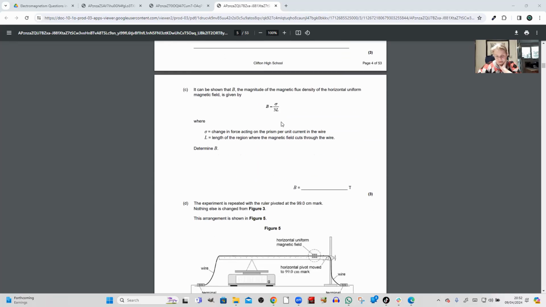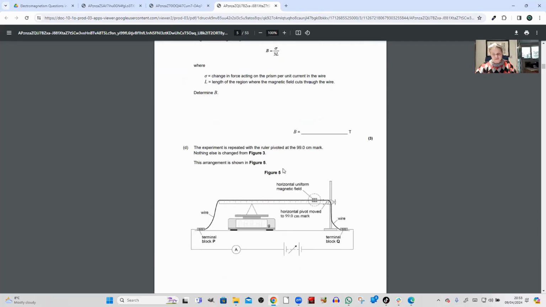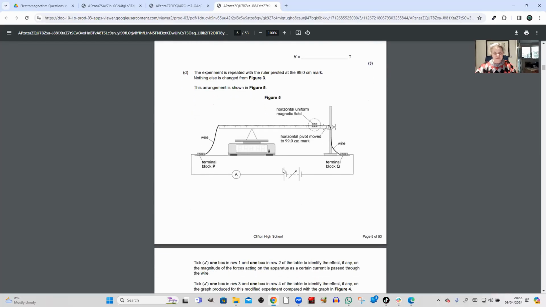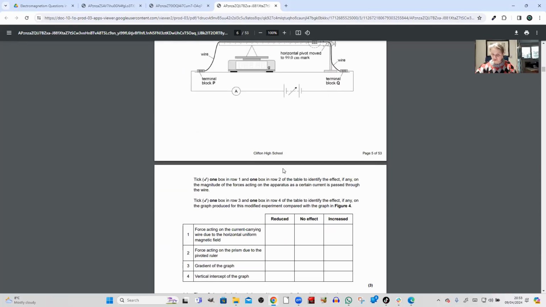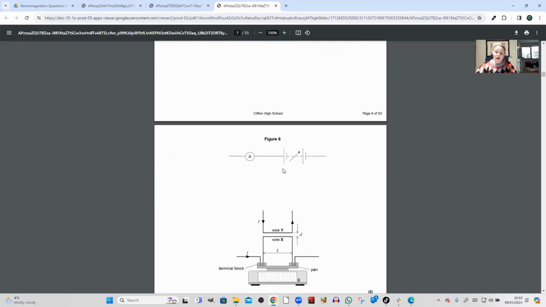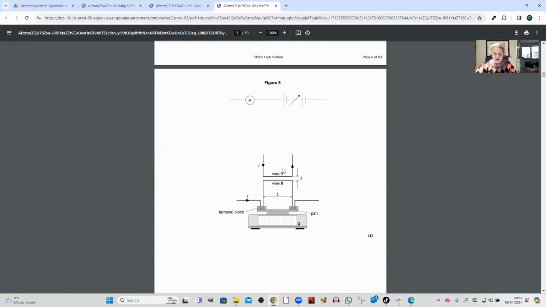This next bit is about this sigma thing. It's the change in force acting on the prism per unit current in the wire. And what you got from the gradient of the graph was the mass. And you have to multiply it by g in order to get the force. Yeah, it's horrible. It's a mean question, and there's so many pages of it, and it just goes on and on and on. But anyway, I hope that has helped.